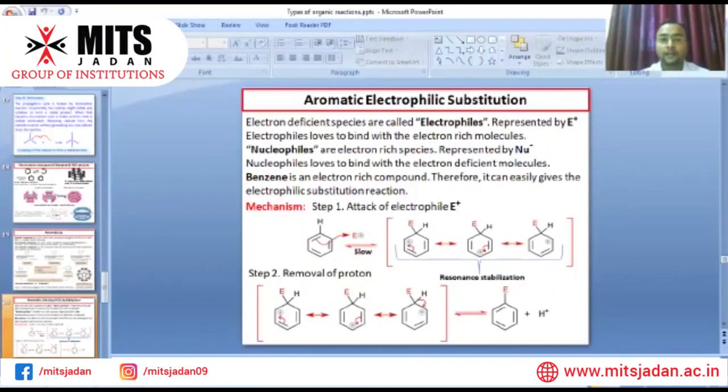Benzene, as we all know, is an electron rich compound, therefore it can easily give the electrophilic substitution reaction. Now here we can see the mechanism. This mechanism is divided into two steps, step 1 and step 2. Step 1 is the slow step and step 2 is the fast step.